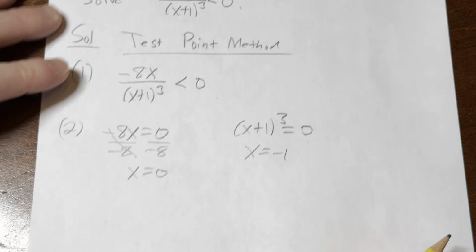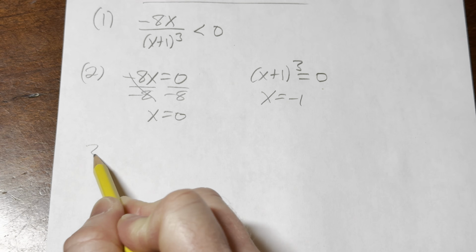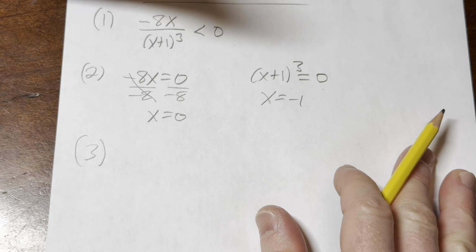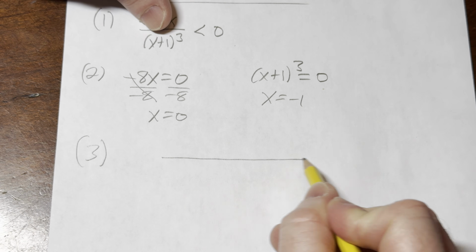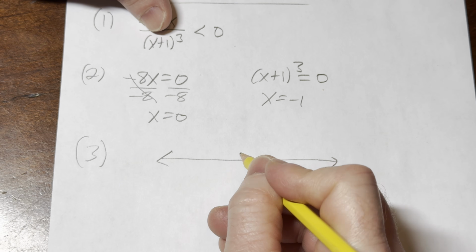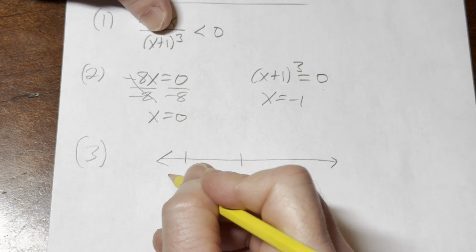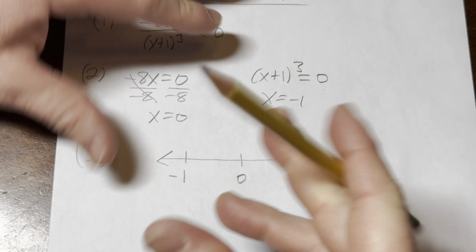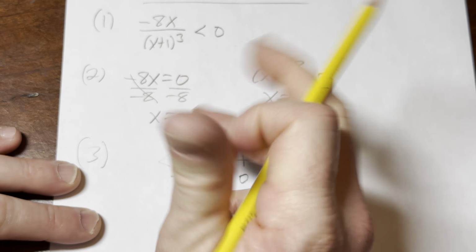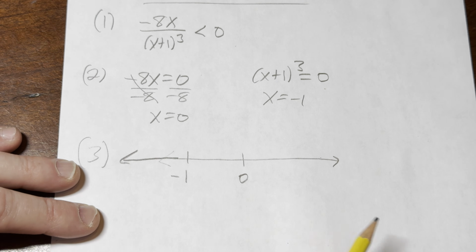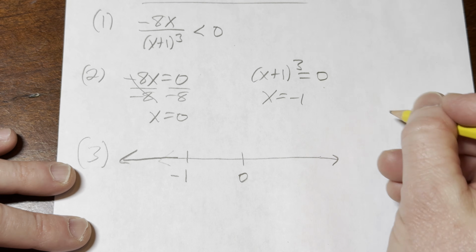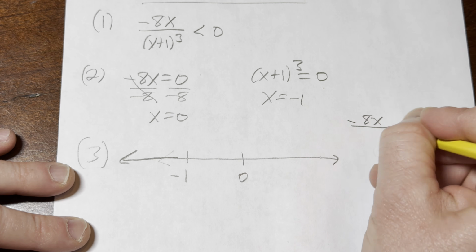Step 3 is to take our answers from step 2 and plot them on a number line and pick test points. So here's our number line. Here is 0. Here is negative 1. I'm going to extend the number line a little bit more. And I'm going to write down the original problem here so we can see it.